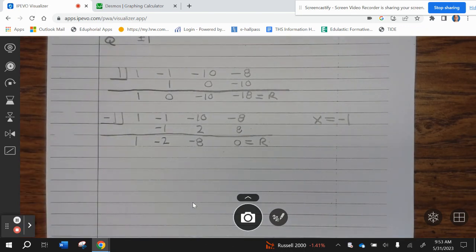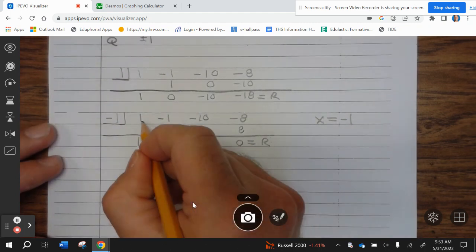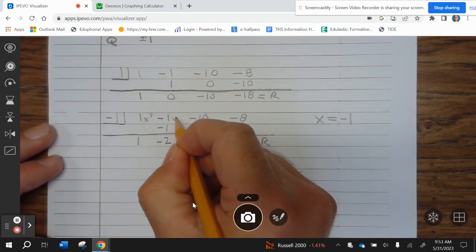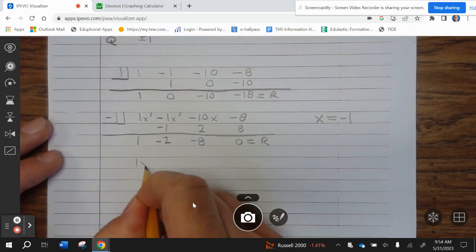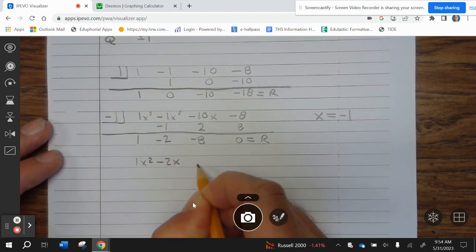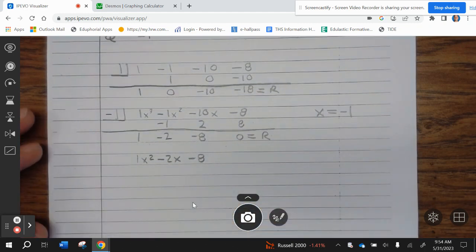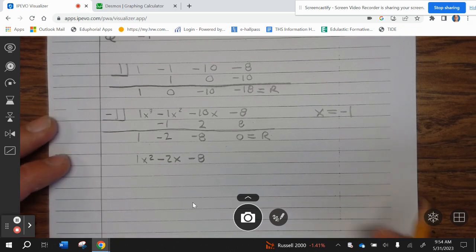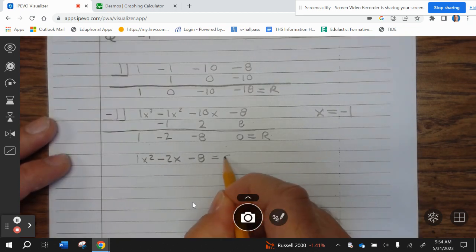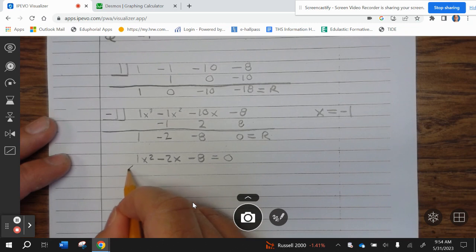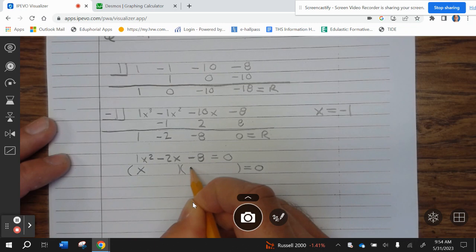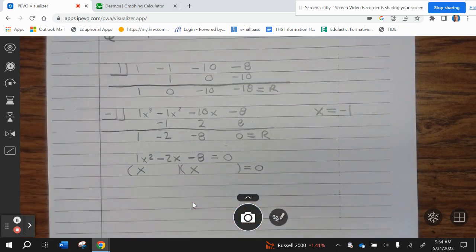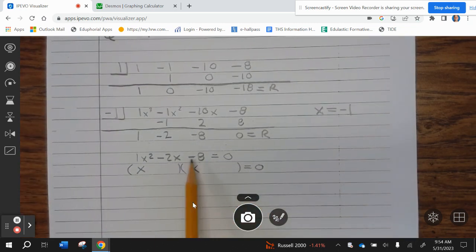Okay. Now, to find the remaining factors, we're going to factor this. Now, this was x cubed, x squared, x. But when you do division, the exponent is decreased by 1. So this becomes 1x squared minus 2x minus 8. Okay. So we're going to set that equal to 0. Now, we know x squared means two factors. x and x make x squared.